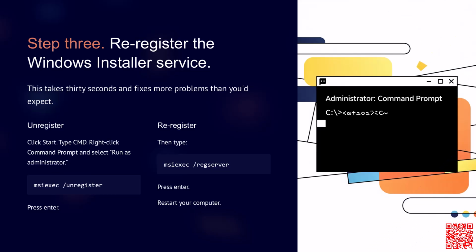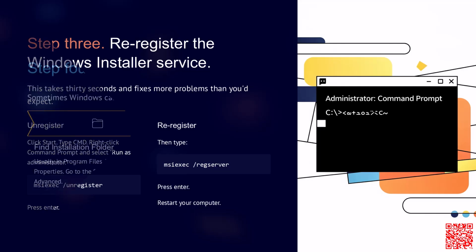Step 3. Re-register the Windows Installer service. This takes 30 seconds and fixes more problems than you'd expect. Click Start. Type CMD. Right-click Command Prompt and select Run as Administrator. Type MSIEXEC /unregister. Press Enter. Then type MSIEXEC /regserver. Press Enter. Restart your computer.